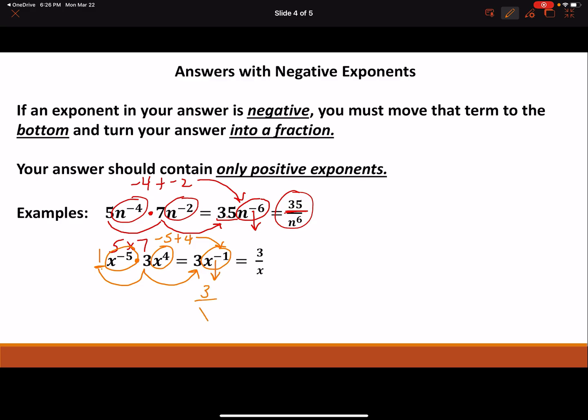Now, that would leave me with this. You're not going to see x to the first power. You're going to see just x simply by itself. And in this situation, we have a 3 over x.